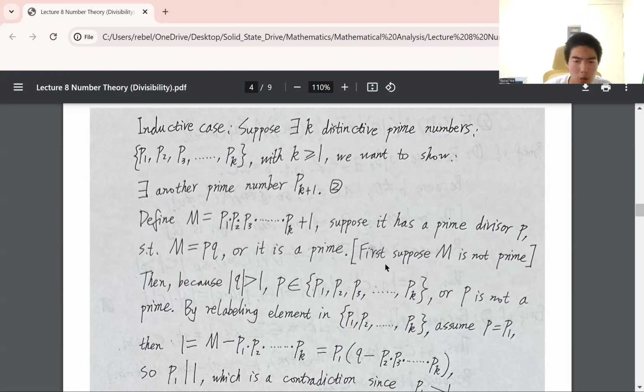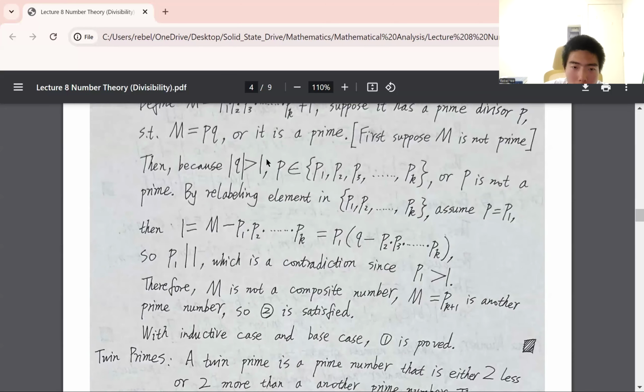So first, suppose n is not prime, then n can be written as p times q, and p and q are two prime numbers. In this case, if there are two prime numbers, p and q, neither of them will be 1. So in this case, it will both be smaller than n. So n is not a prime.